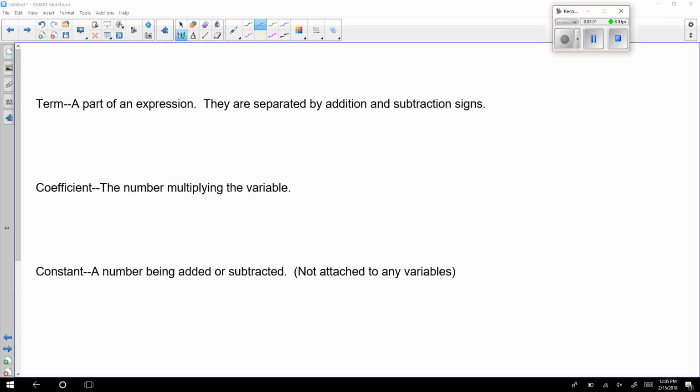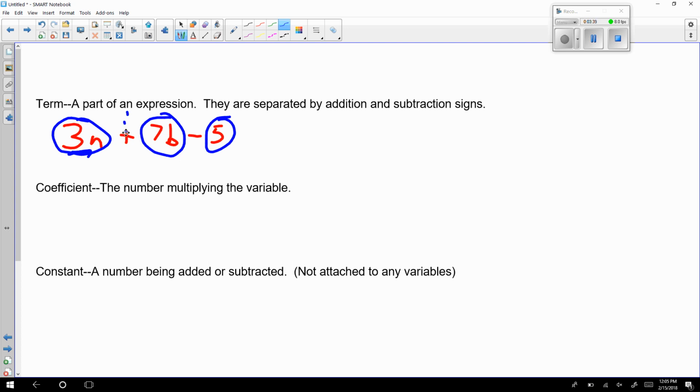Okay, there is some vocabulary that we need to know for this test. The first is a term. It's part of an expression, and terms are separated by addition and subtraction signs. For example, in the expression 3n plus 7b minus 5, there are 3 terms. 1, 2, 3. Even though this has a 3 times n, there is an operation there, it's a single term. The terms are separated only by addition and subtraction.